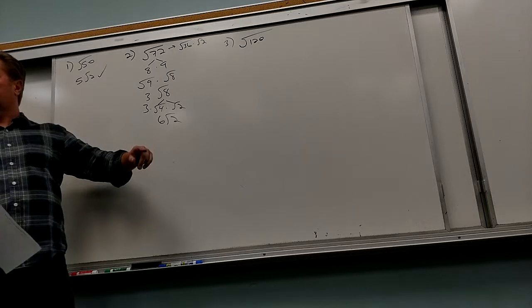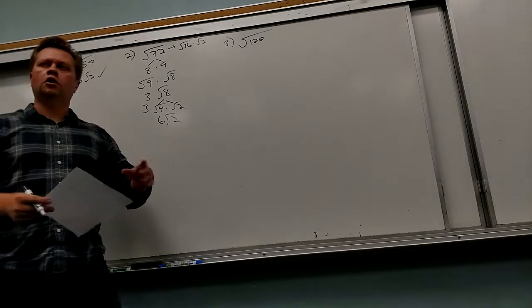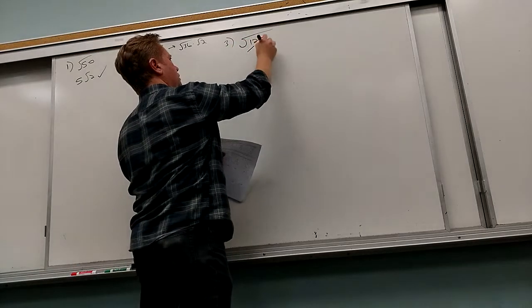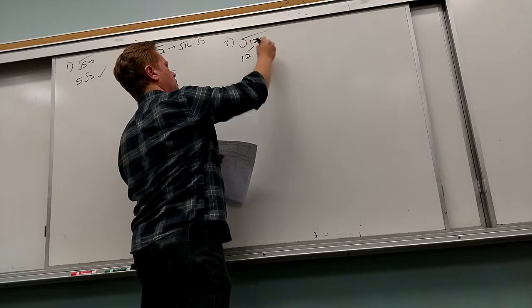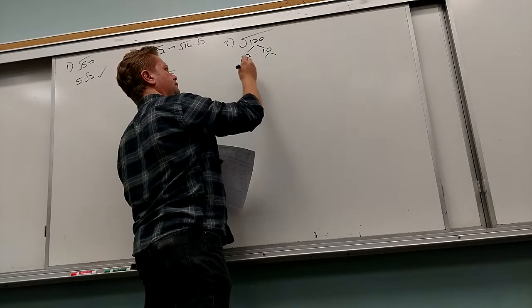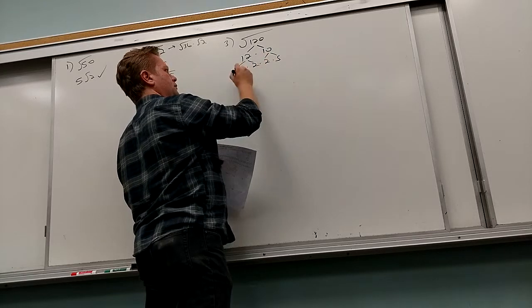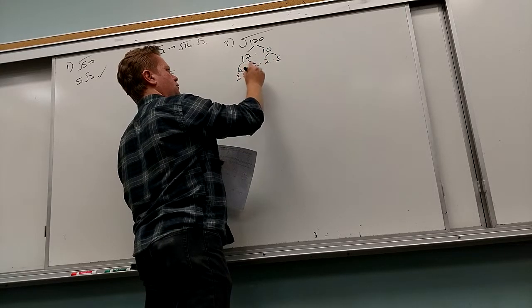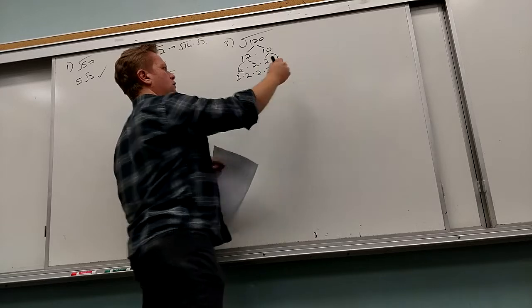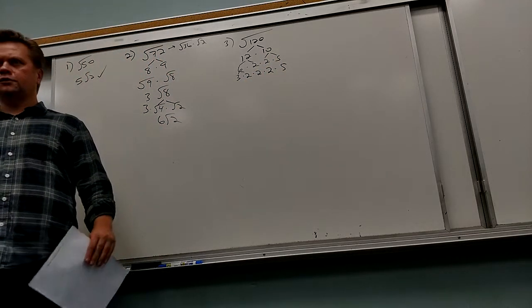So what do you guys break this up as? Oh, okay. So a lot of you guys, all right, let's do this one the other way. So 12 times 10. Okay, 6 times 2 and 2 times 5. So this is 3 times 2 times 2 times 2 times 5. If you want to do it this way, it's fine.